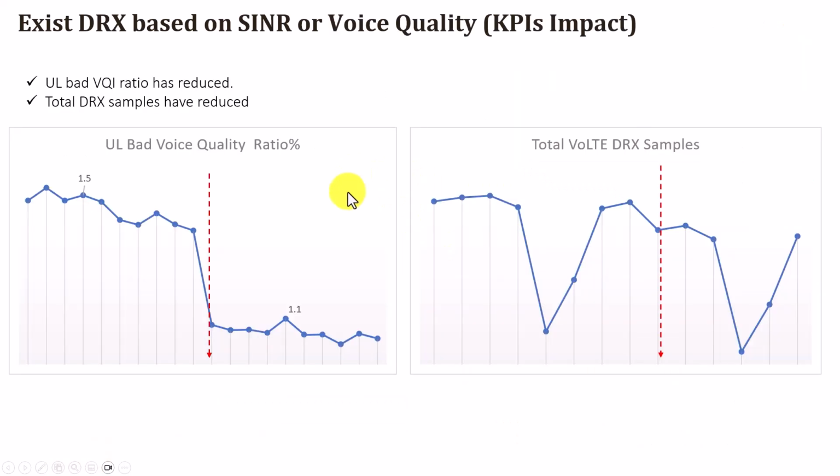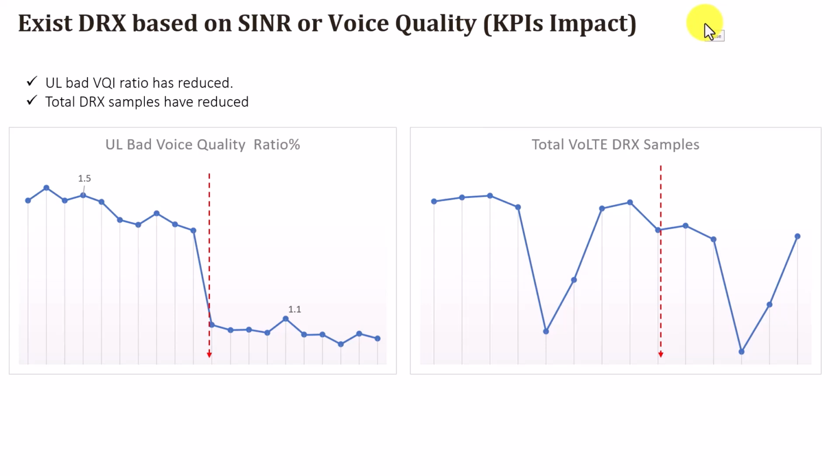The next part I was just showing is the kind of improvement that was observed after tuning this feature. The VoLTE uplink packet bad voice quality ratio from the OSS KPI is improved. As you can see here, the ratio was around 1.5%, and it reduced to 1.1, or even less. And for sure, before, more users were entering DRX. Now fewer users are entering because now the users are exiting the DRX. So this can be the impact from the KPIs point of view.